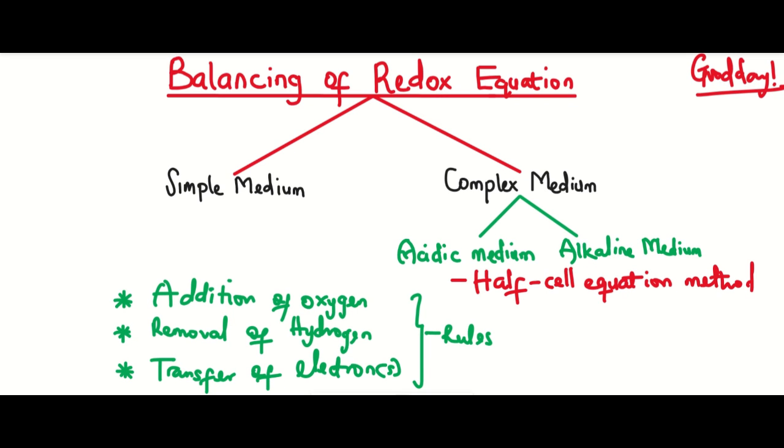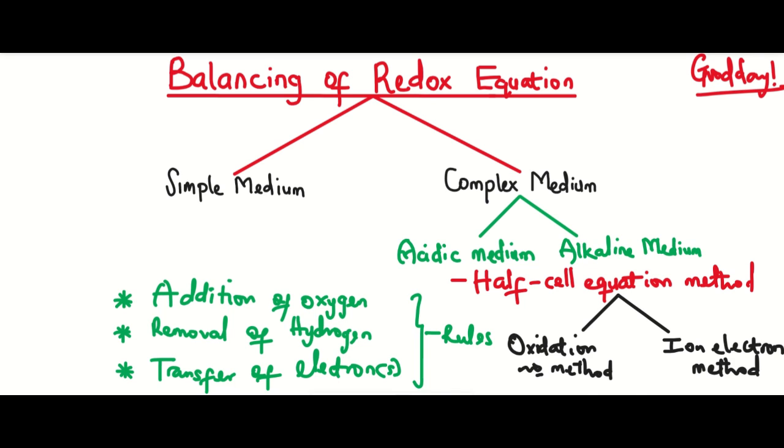Before that, note that the half-cell equation method is subdivided into two: the oxidation number method and the ion electron method. The oxidation number method is the same thing as the use of oxidation number to balance half-cell equation, whether acidic or alkaline equation. So let's try this out.